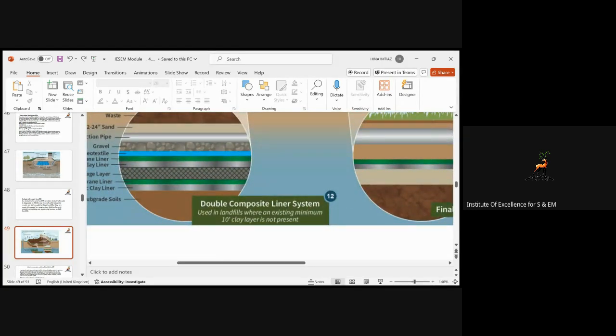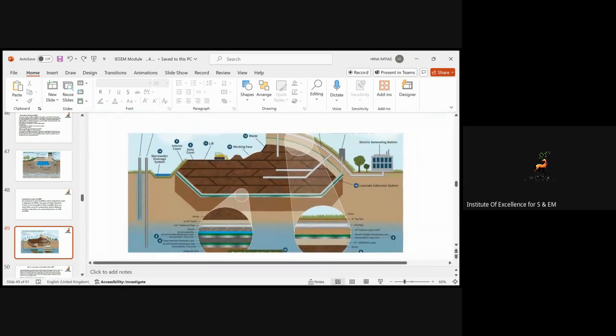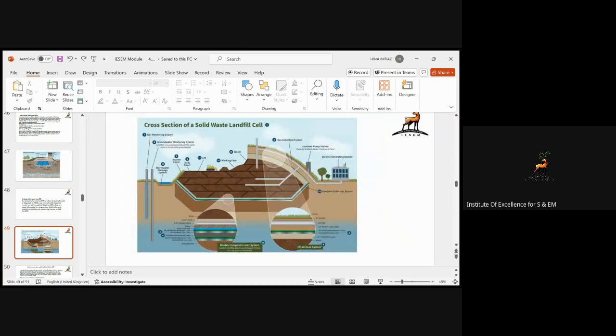A double composite liner system is a layer of protection that must be installed to protect the groundwater and keep the waste and the leachate in the landfill. So every element of the landfill must have a proper role. And these are the elements which are necessary for any landfill.